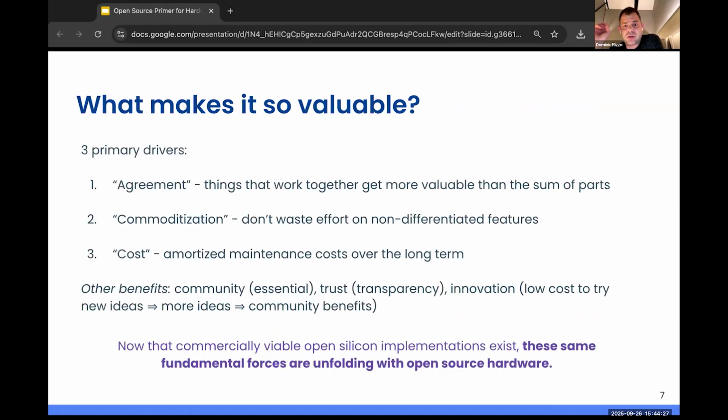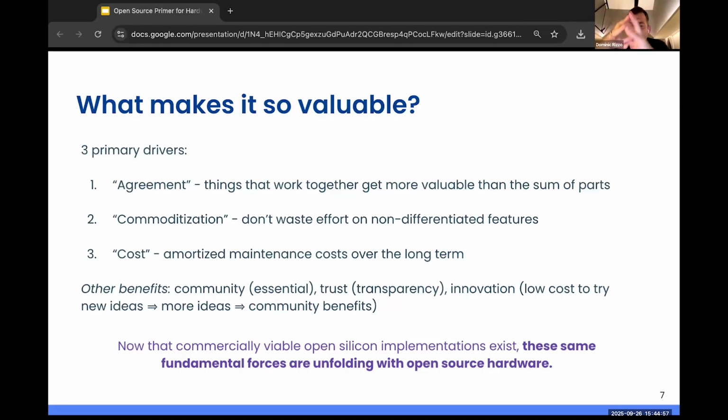So what makes it so valuable? Kind of three primary drivers of that. These ecosystems are more valuable than the individual sum of their component parts. You're not spending time on non-differentiating features. You are spending time developing a truly unique value add, and overall development effort is, you're sort of amortizing those maintenance costs.